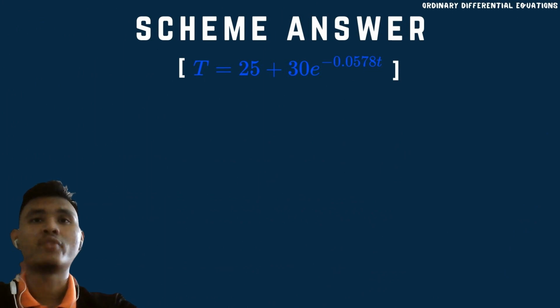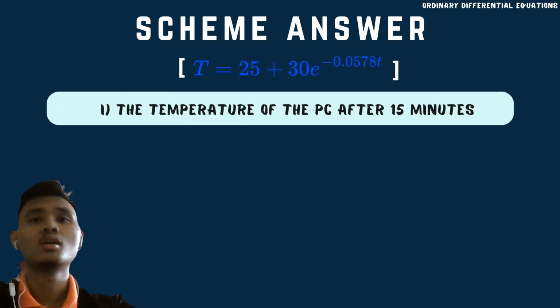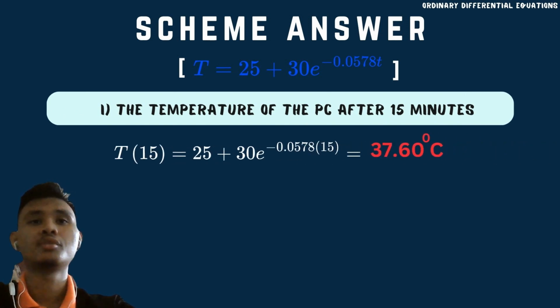Once we get the values of A and k, it is much easier for us to solve the questions. In blue, it is stated that our completed equation of T is 25 plus 30 e to the power of negative 0.0578t. So, based on the first question, we have to determine the temperature of the PC after 15 minutes. To solve that, we just substitute t equals 15 into the equation, and we get the answer equals 37.6 degrees Celsius.